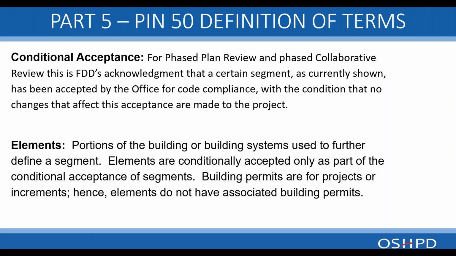Elements are just simply smaller portions of segments of the building or building systems used to further define segments. Elements are conditionally accepted only as part of the conditional acceptance of segments. Building permits are for projects or increments, hence elements and segments do not have associated building permits.